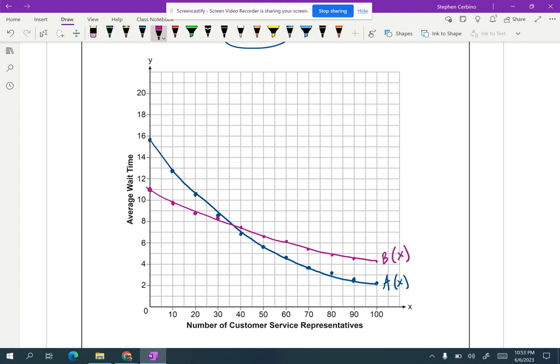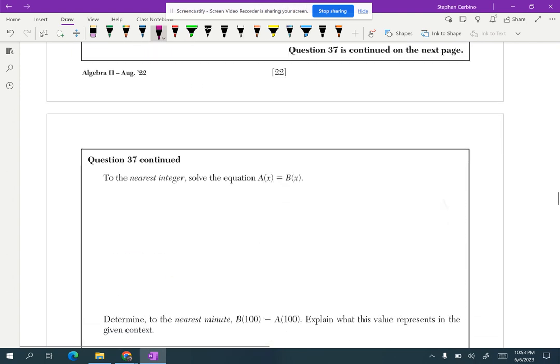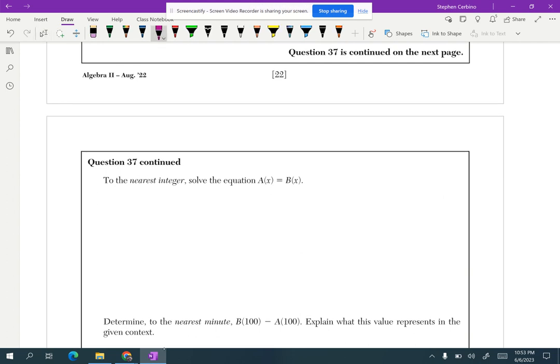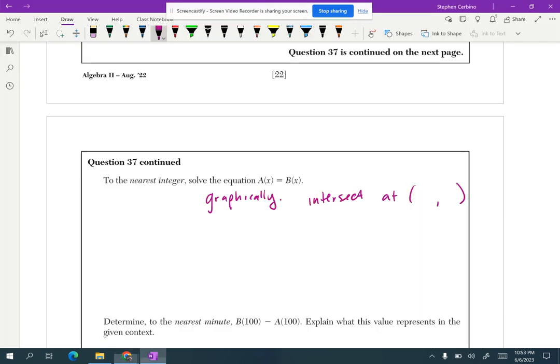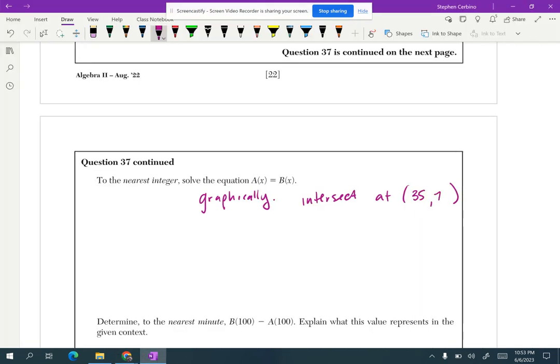Next question says, to the nearest x value, solve the equation when a of x is equal to b of x. Notice it does not say algebraically. Do this on your graph. So we're going to do this graphically. If you're worried about showing work, just say they intersect at and tell me the coordinate and then round your answer. So they intersect at the coordinate, if you click them, 35.043 and 7.7. So we'll just say 35 comma 7.7. So we'll say x is equal to 35. That's all you had to show for full credit there.